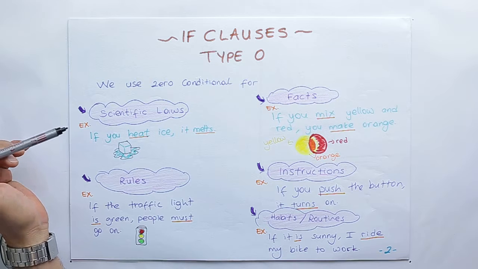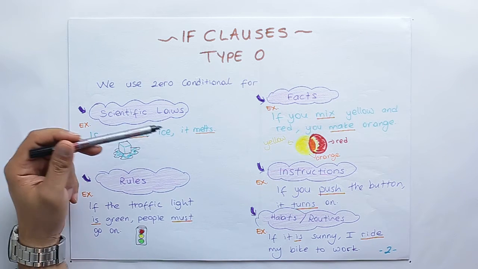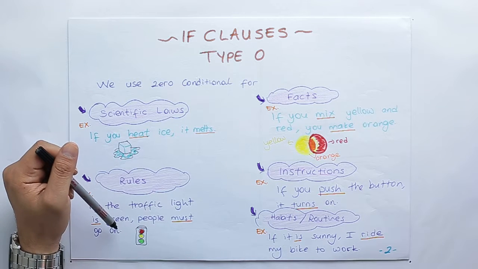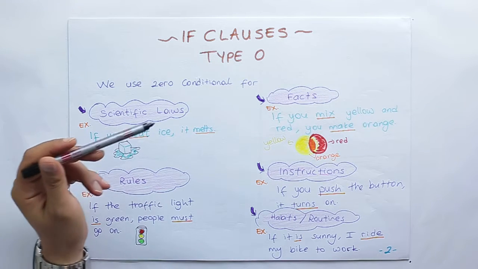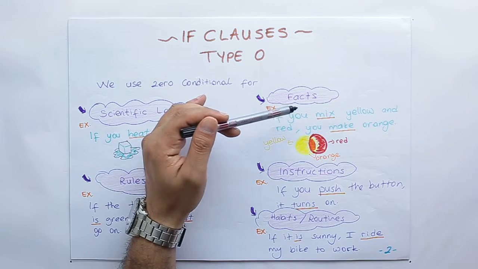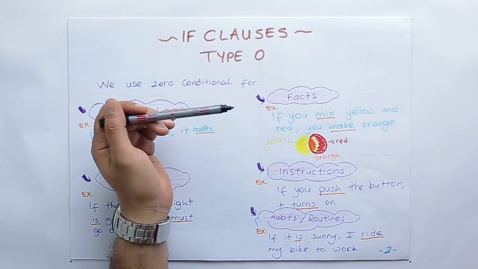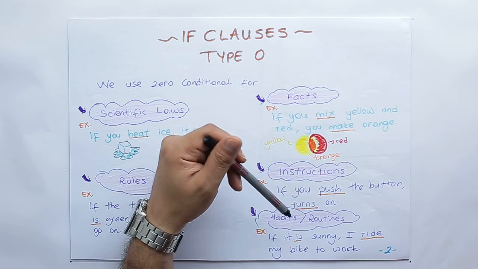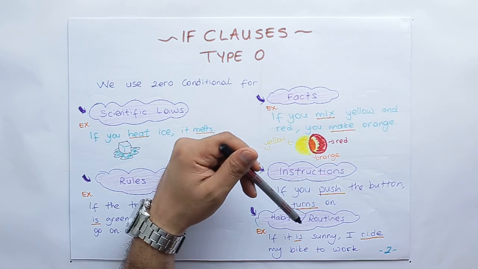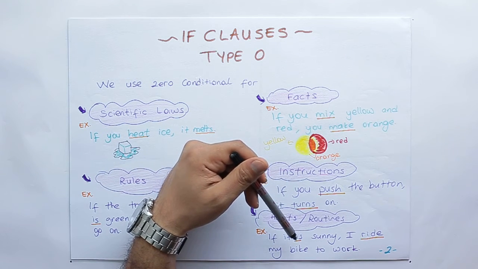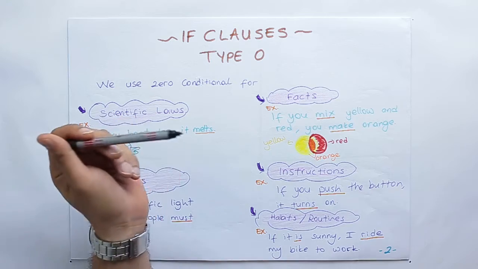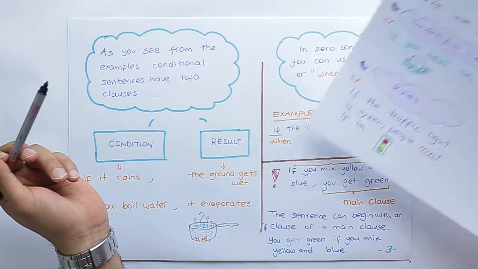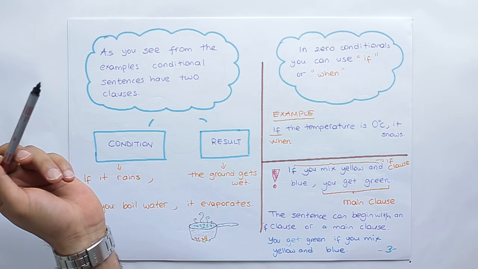As an example, if you heat ice, it melts. For rules, if the traffic light is green, people must go on. As a fact, if you mix yellow and red, you make orange. As an instruction, if you push the button, it turns on. As a habit and routine, if it's sunny, I ride my bike to work. These are the parts where we use zero conditional.